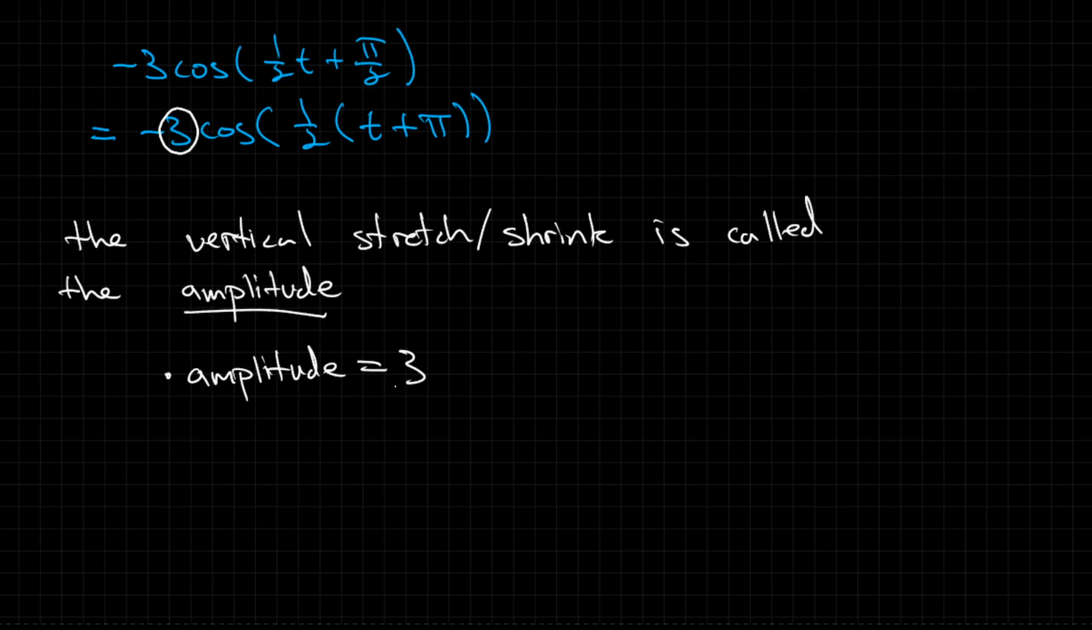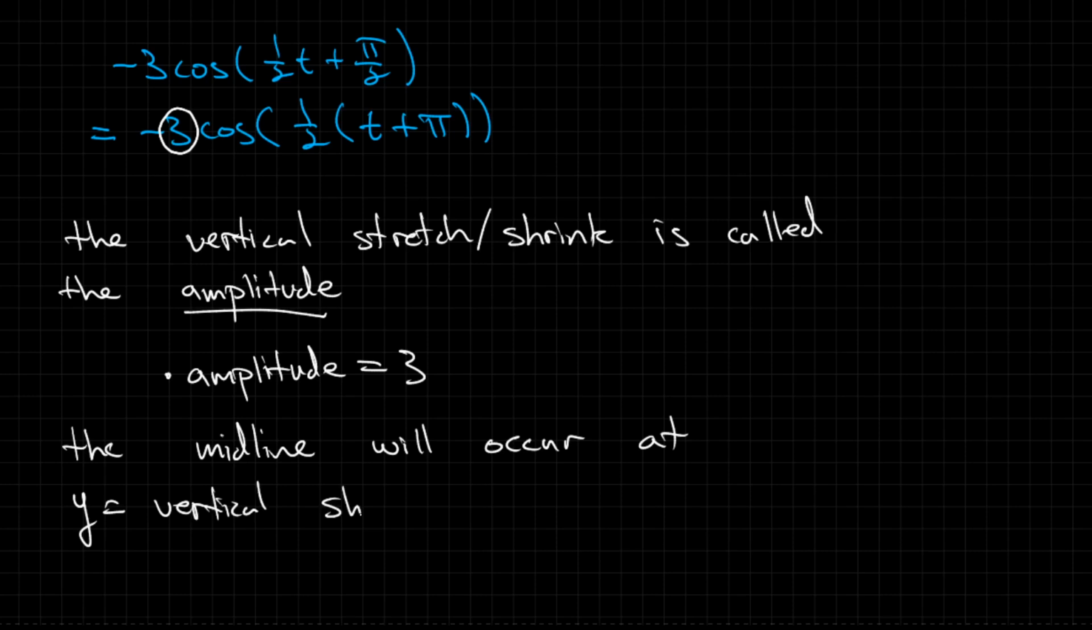So that's one particular naming convention that we have in the context of transformations of sine of t and cosine of t. Another definition that we have is one that we already introduced, and that's called the midline. So the midline, that will occur at y equals the vertical shift. Now, in this problem and the previous problem, the vertical shift is 0. And so the midline is y equals 0.